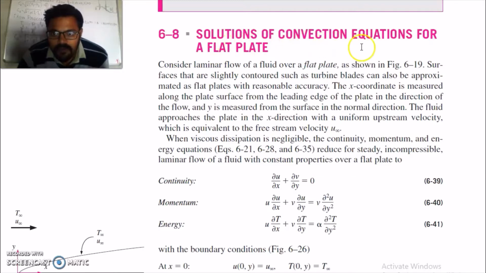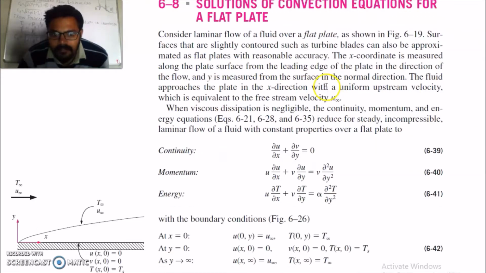Solutions of a convection equation for a flat plate. Consider laminar flow of a fluid over a flat plate as shown in this figure. Surfaces that are slightly contoured, such as turbine blades, can be approximated as a flat plate with reasonable accuracy.